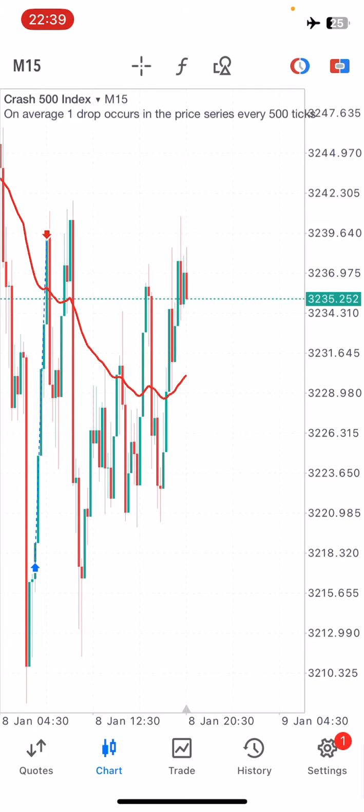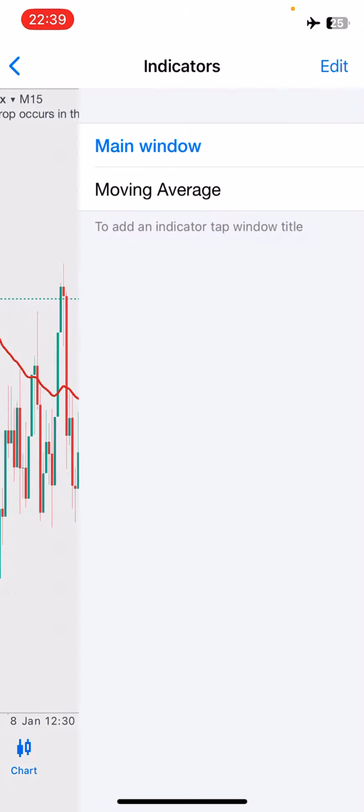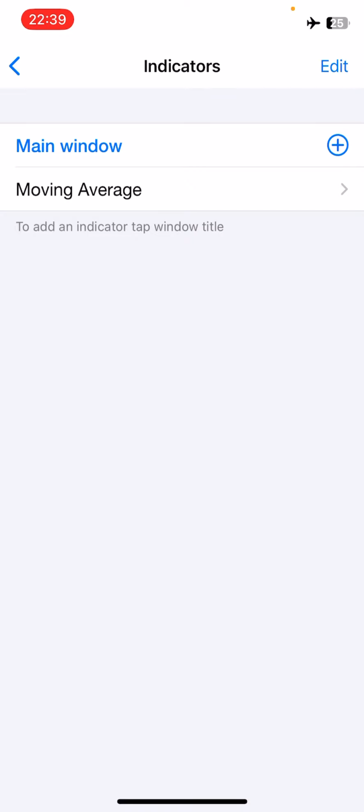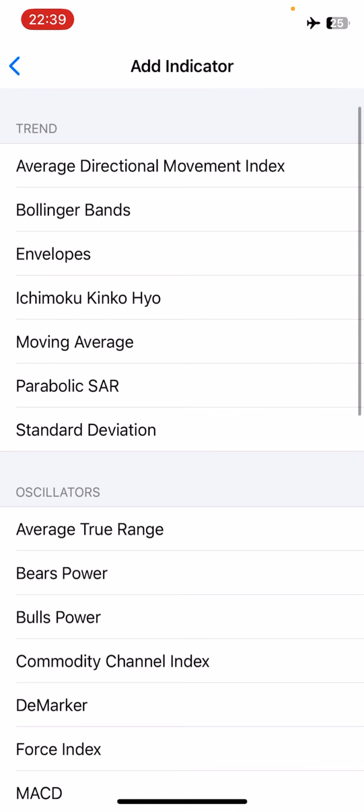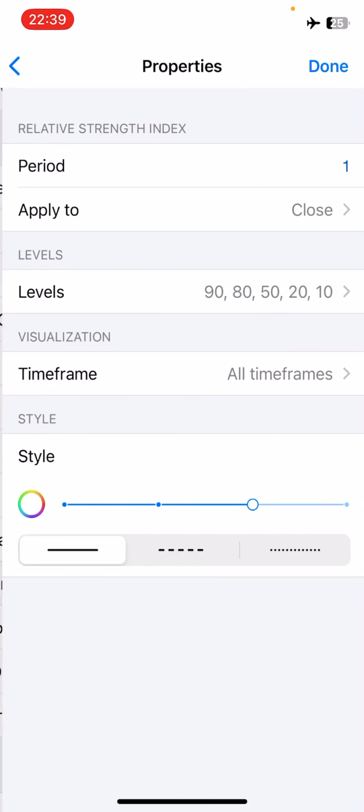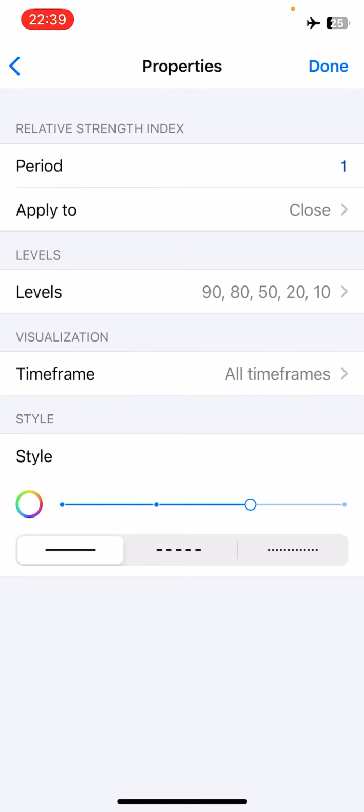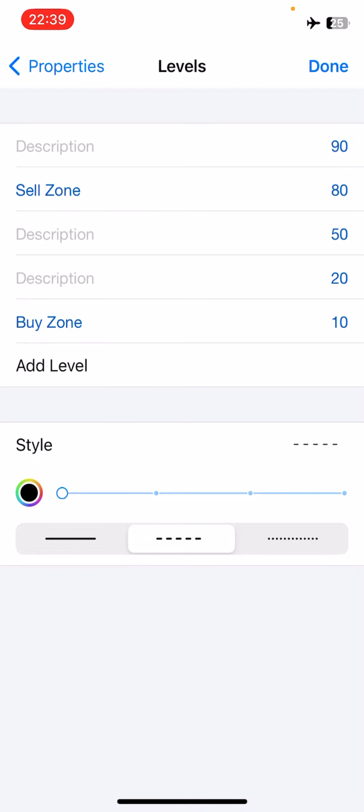Okay, the next indicator that we want to install is going to be the relative strength index. Again, I'm going to go back to my indicator section, click where it says main window, scroll down, and look for the relative strength index. Now this relative strength index is going to have the following properties. We're going to have a period of 1, we're going to apply to close, and we're going to have these levels. We're going to have our 90 level, our 80 level, our level 50, and level 20. Then lastly, we'll have our level 10.